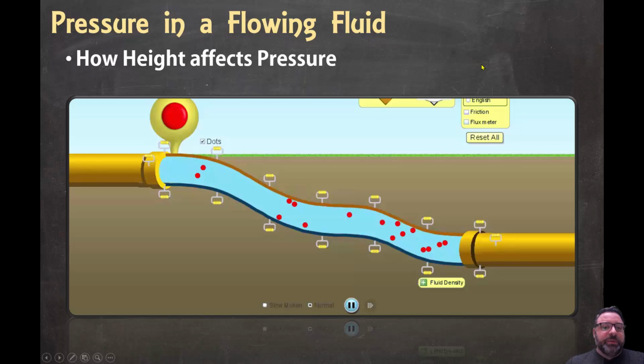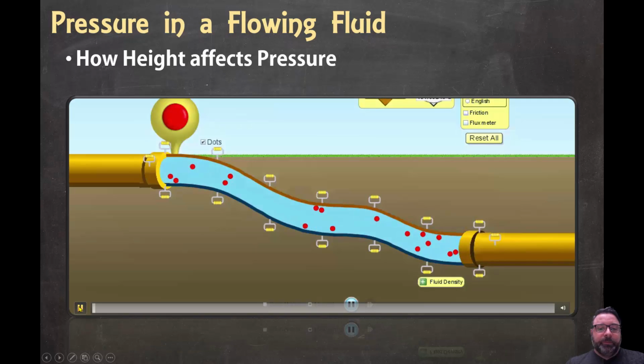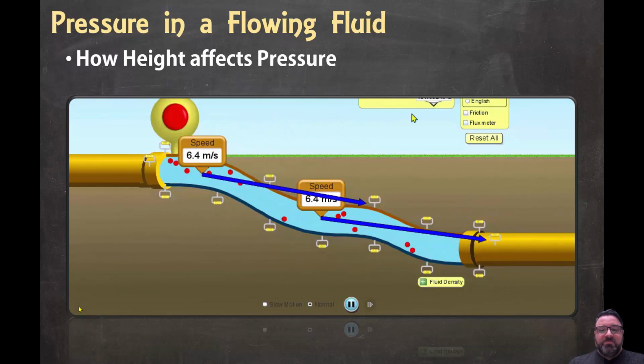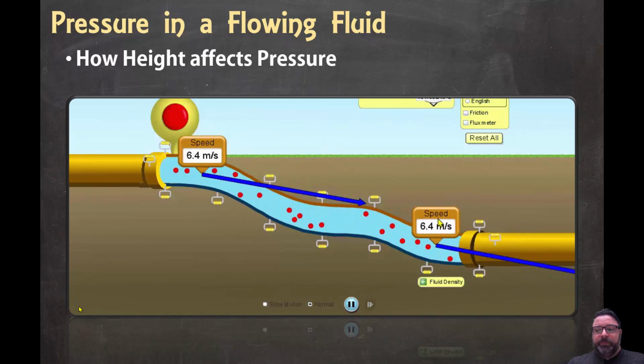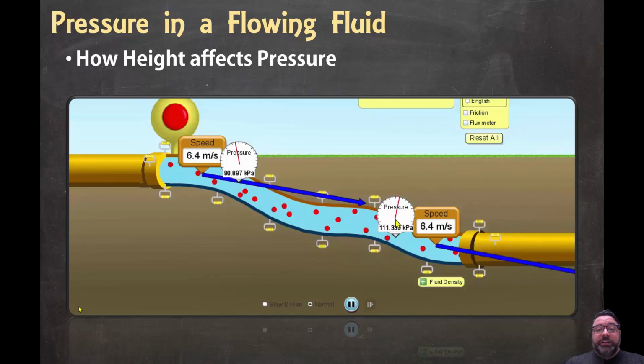So again, think about what your answer might be, make a prediction. Let's take a look. Again, the velocity looks like it's constant. Let's check it out. It seems to be 6.4 for all the different spots. And as we check out the pressure, in the beginning it's about 90, and down to the lower spot it's 110, and in the middle it's about 105. So it seems like as the height of the tube gets lower and lower, the pressure increases.